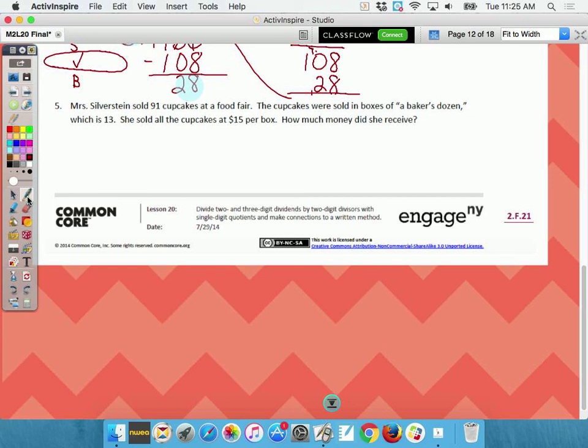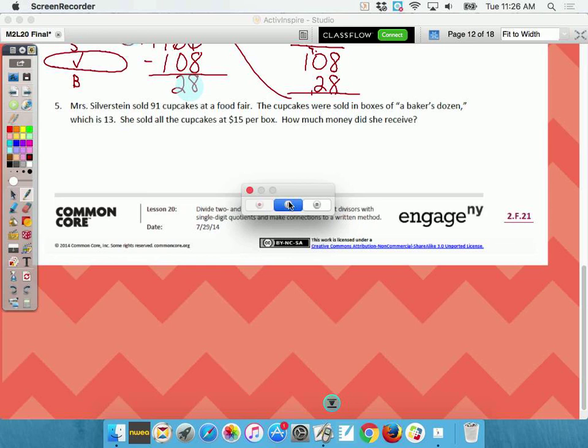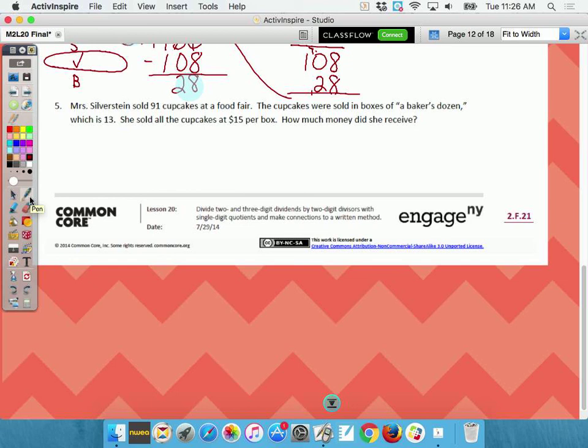Now this is a two-step problem. I want you to talk to your group about what you think you're going to do first. Okay, help me out. Table 6. What do you think we should do first? I think we should skip calculus. Okay, well that's close. What problem should I write?